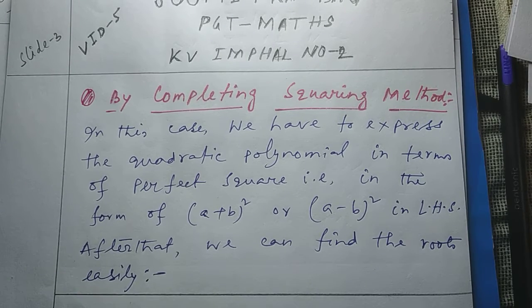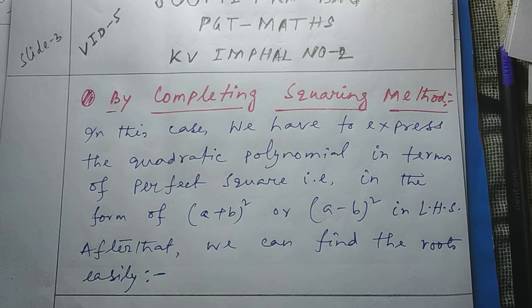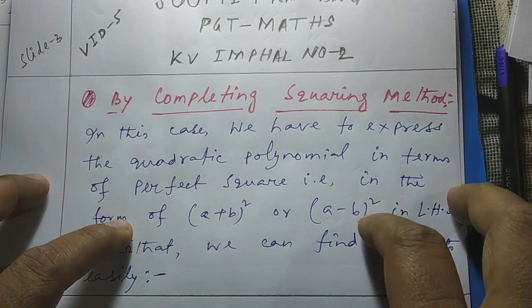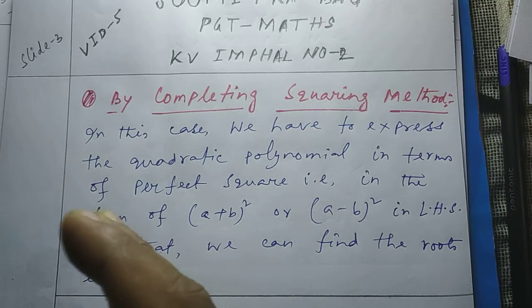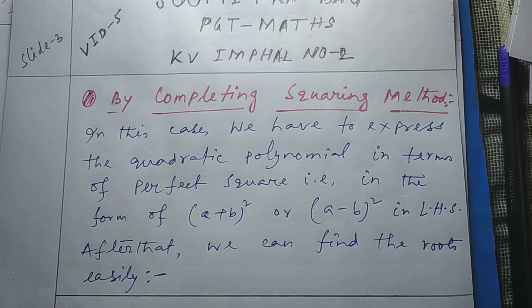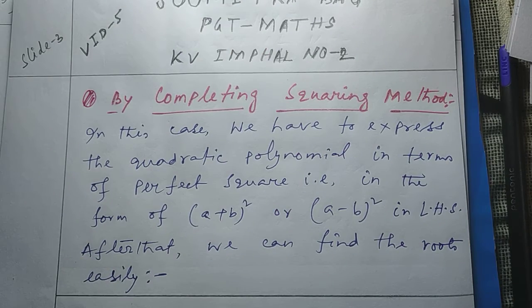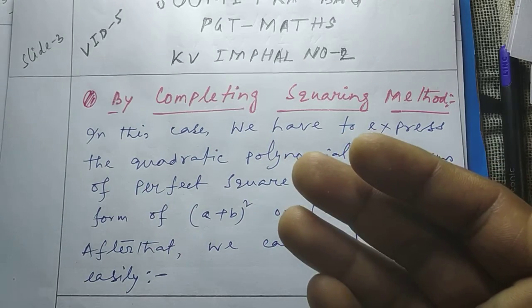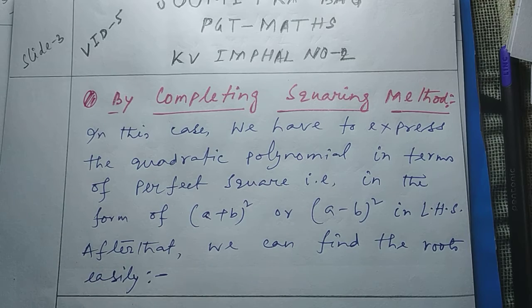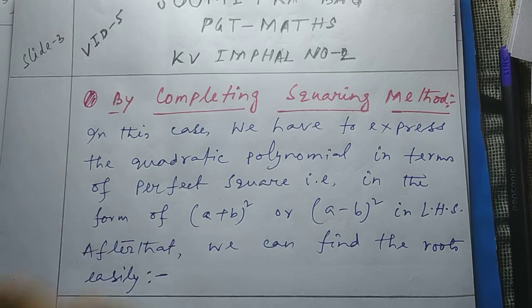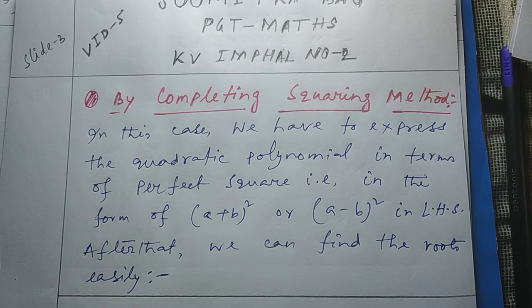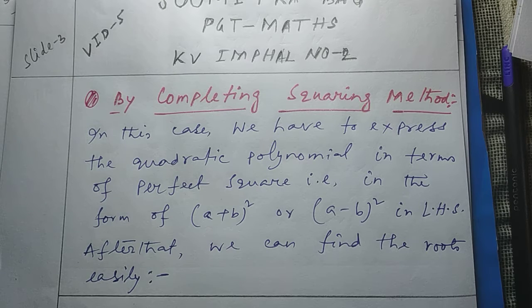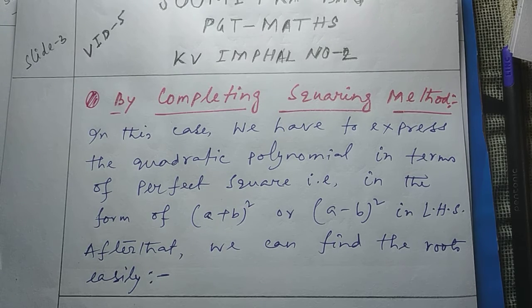Now let us understand what is the meaning of completing the square method and how to tackle it. Suppose a quadratic equation is given to us. In this case, we have to express the quadratic polynomial which is kept on the left hand side in terms of a perfect square. That means we have to express this quadratic polynomial either in the form of (a plus b) whole square or in the form of (a minus b) whole square. That is our main job in this method. After that, the roots can be found very easily. I hope it will be clearly understood if you work out one or two examples. Correct?